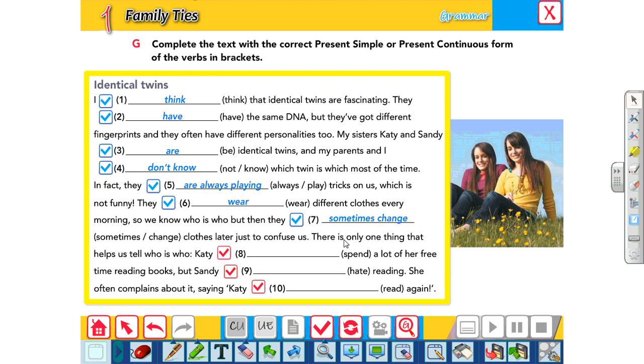There's only one thing that helps us tell who is who. Kathy spends a lot of her free time reading books. That's a habit, so spends. But Sandy hates reading. Hates, because that's also a repeated action, a habit. She often complains about it, saying Kathy is reading again.